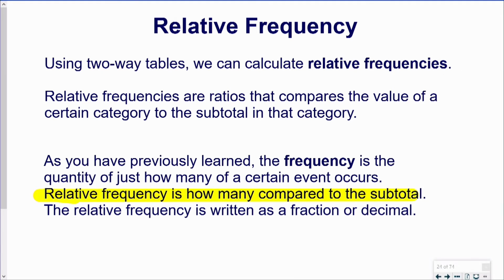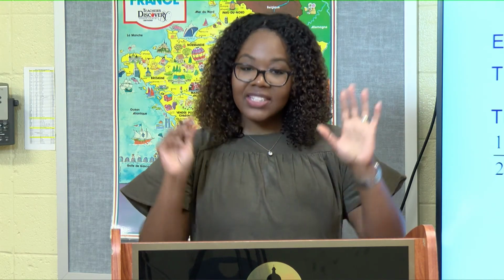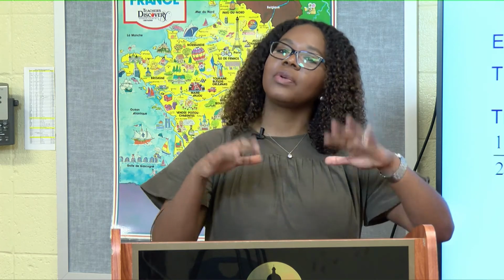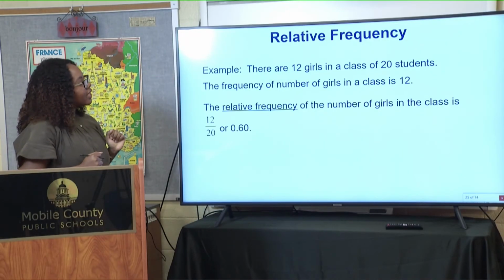So that will be our formula. How many compared to the subtotal? The relative frequency is written as a fraction, which can then be converted to a decimal, which can then be converted to a percent. So let's look at a brief example, then we're going to apply this strategy to our two-way table. Here's another example.